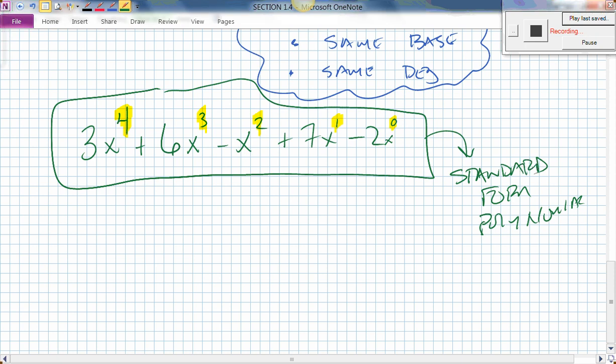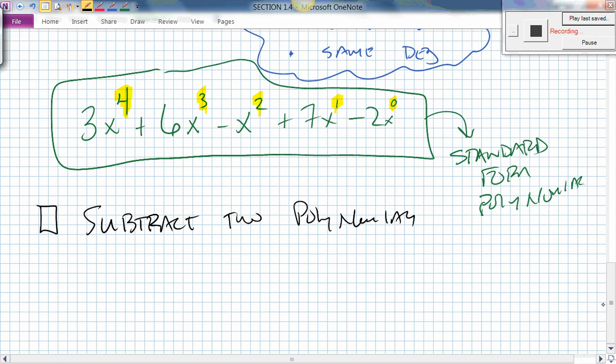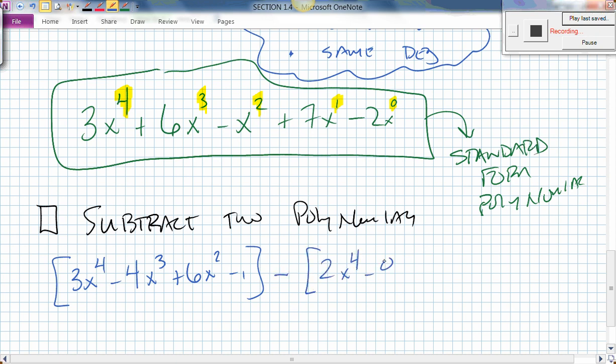All right. Questions, comments, concerns about that one? Are you catching on? Yeah, all right. Sweet. We got 2 more boxes. This last one, subtract. So we're going to subtract 2 polynomials. And here they are. We'll go blue. How about 3x to the 4th minus 4x to the 3rd plus 6x squared minus 1. Subtract 2x to the 4th minus 8x squared minus 6x plus 5.